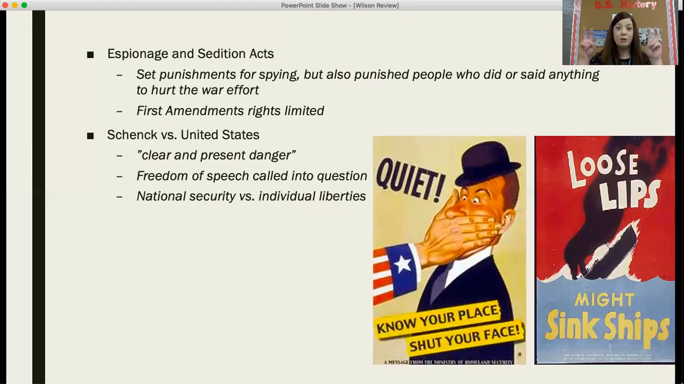Okay, if you're putting people in a clear and present danger, the government is saying in this case that they can limit your freedom of speech. So remember, this sets a dangerous precedent. Okay, the government's telling us that your rights, your liberties can be limited in order to protect national security. Okay, we see that here, Schenck versus the United States.